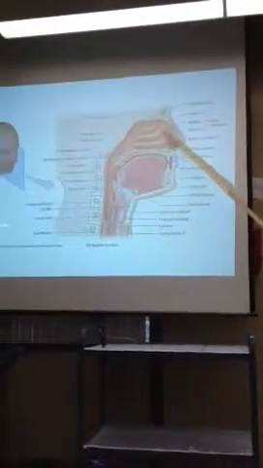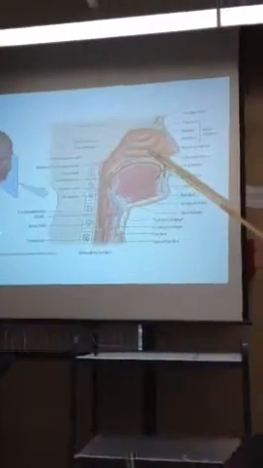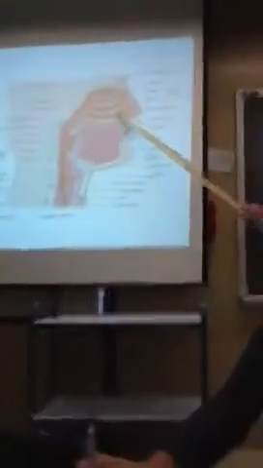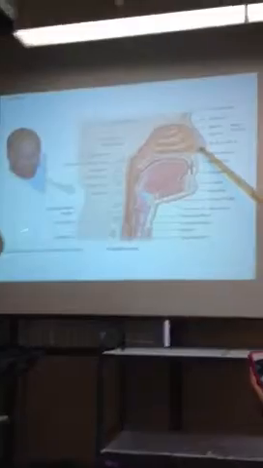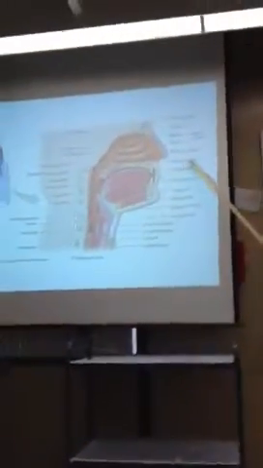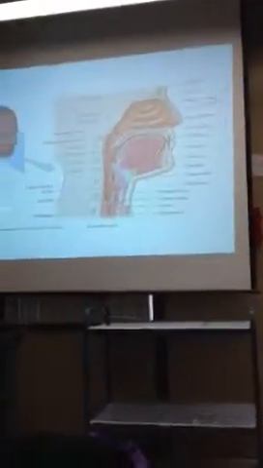Right, so here we have the nasal cavity. Here's your three concha, superior, middle, inferior. Here's your nostril, known as the external nair. It's the nostril.